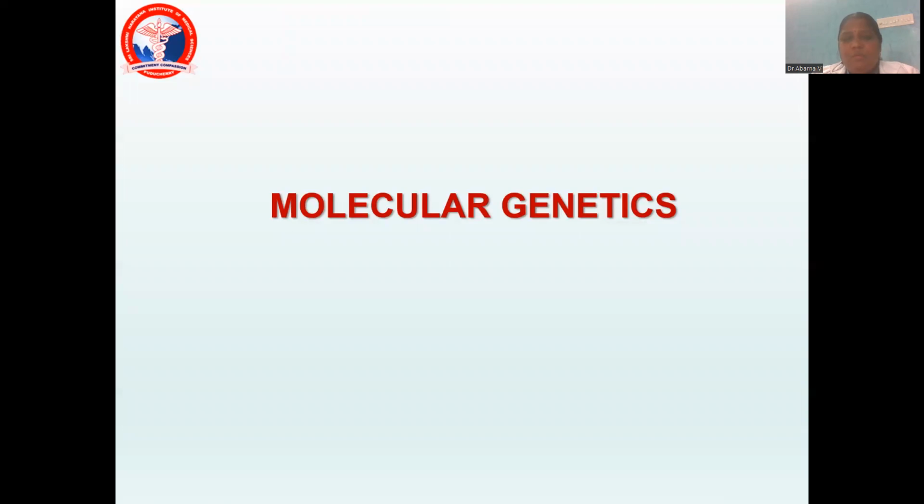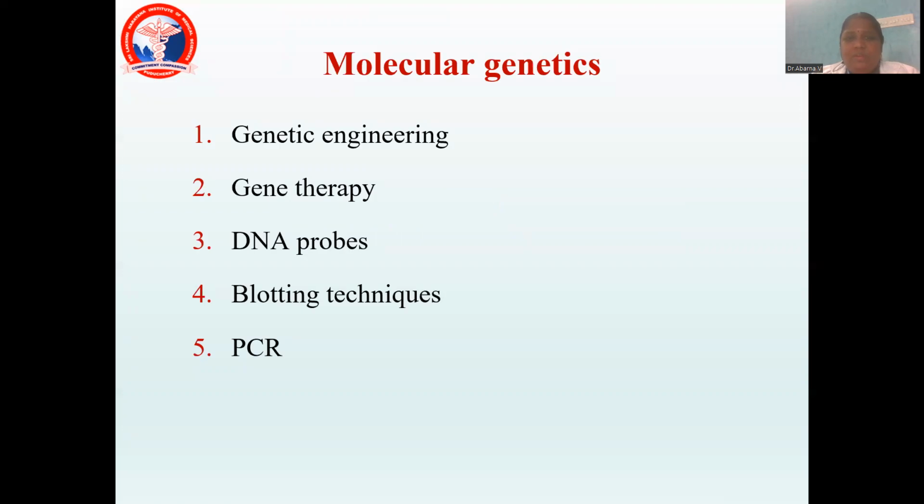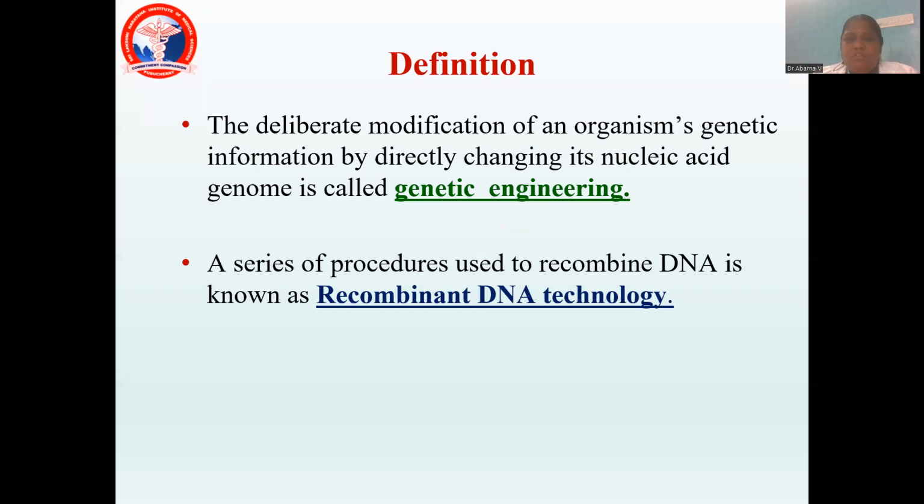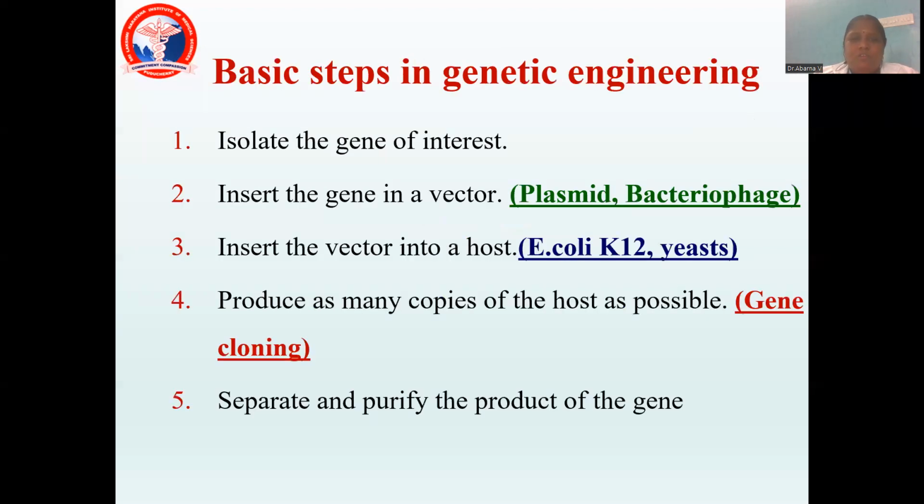With this basics, we'll move on to molecular genetics. Molecular genetics is the application of genetics in various other fields, which includes genetic engineering, gene therapy, DNA probes, use of blotting techniques, and PCR. So what is genetic engineering? It is the deliberate modification of an organism's genetic information by directly changing its nucleic acid genome. A series of procedures used to recombine DNA is known as recombinant DNA technology.